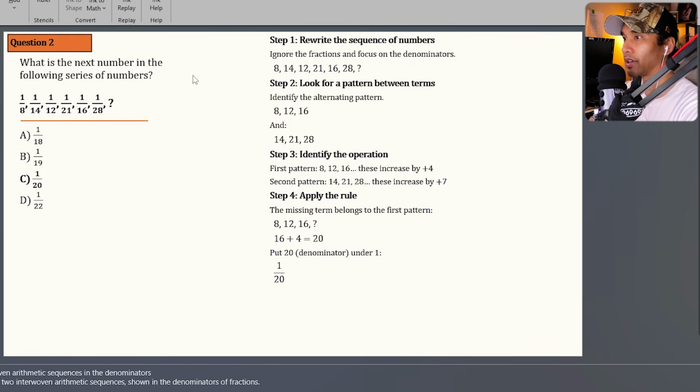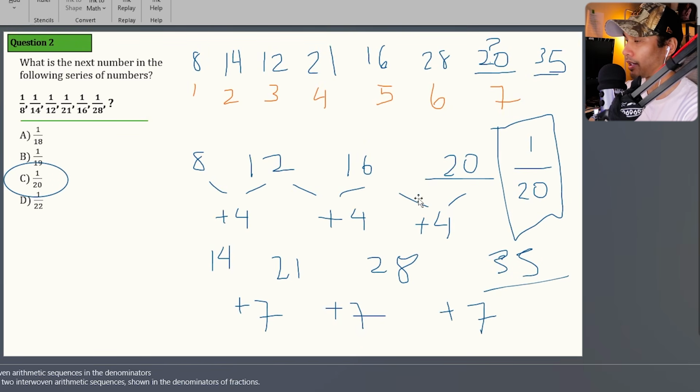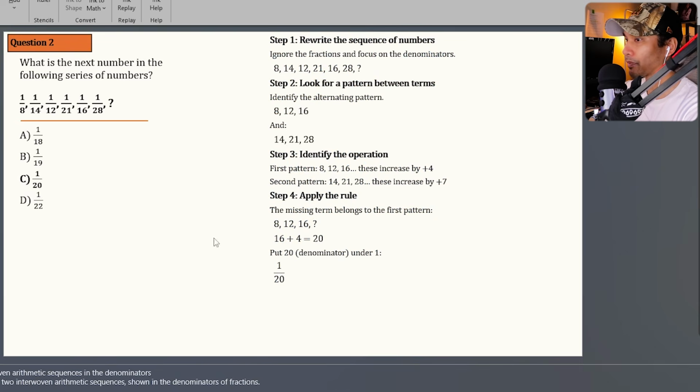So what is the next number in the following series of numbers? And then it is 1 out of 20. And let's see if I missed any steps. So it was an alternating pattern between the terms, between the odds and the evens. So identify the operation in between the odd terms, 8, 12, and 16, right? These are the odd terms, 1, 3, 5, and then 7 is what we're looking for. And then it was, in fact, plus 4, just like we identified. And the bottom two is plus 7. The evens are plus 7.